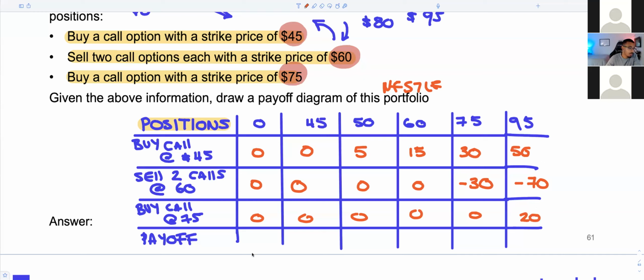We're doing amazing. So our total payoff here would be 0. Our total payoff here would be 0. Our total payoff here would be 5. Our total payoff here would be 15. Total payoff here would be 0. And our total payoff here would be 0.